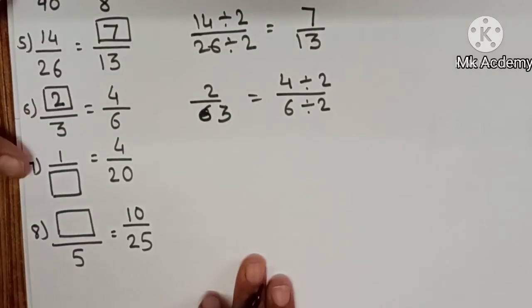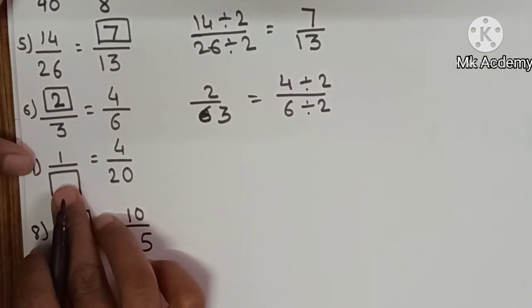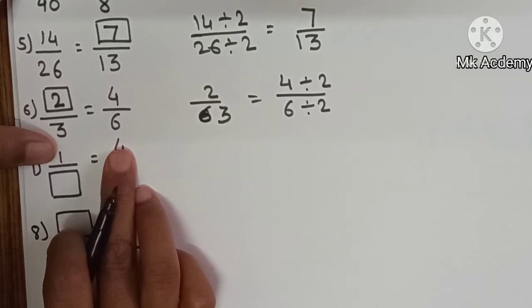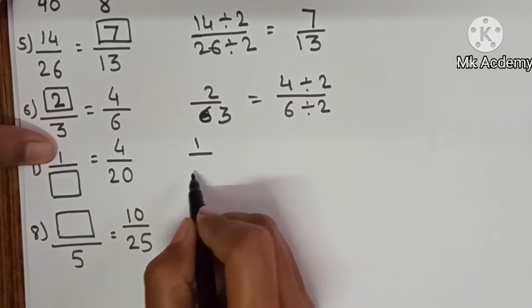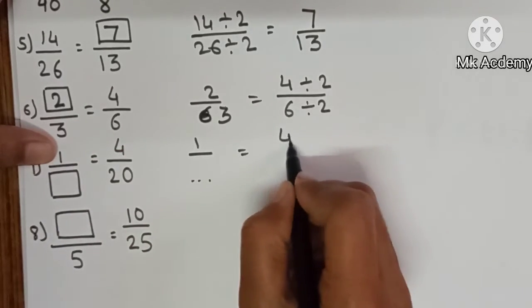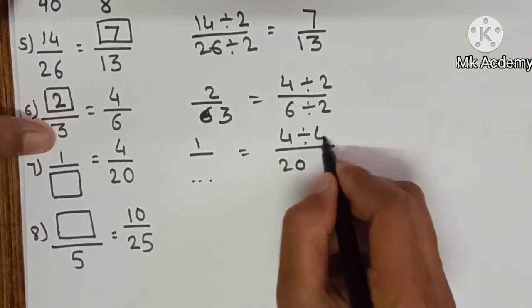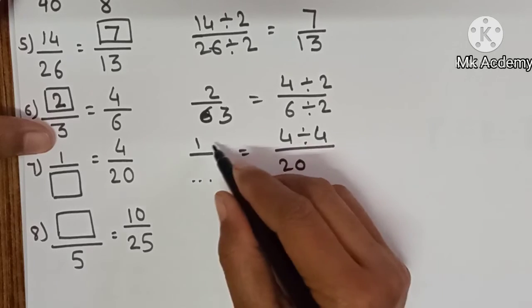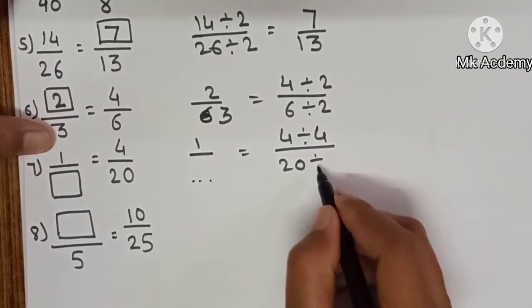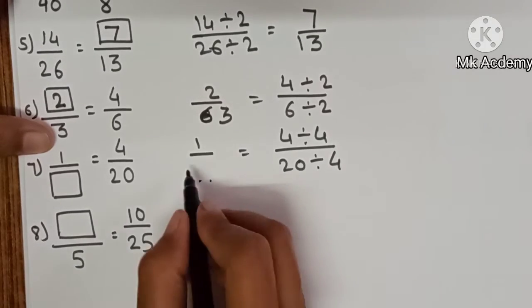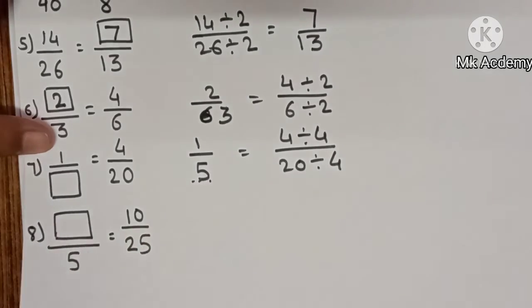Now example number 7. 1 upon box is equal to 4 upon 20. Now 1 is smaller and 4 is bigger. 1 upon box is equal to 4 upon 20. Now if we divide this 4 by 4, 4 1s are 4, we get 1. Then we also divide the denominator by 4. 4 5s are 20. Then we have to write down 5 in the box.